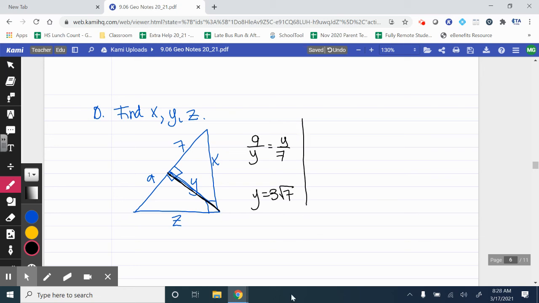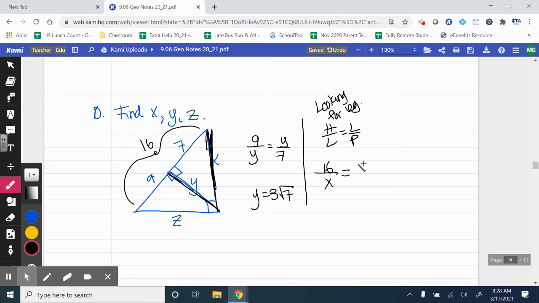So those are your legs. So since you're looking for the leg on those, let's look at x first. So if I'm looking for x right here, I want to use HLLP. So my whole hypotenuse here is 16. So I could do 16 over x equals x over 7. And then for z, you're going to again use HLLP to take your 16 over z equals z over 9. X should be 4 rad 7, and z should be 12.